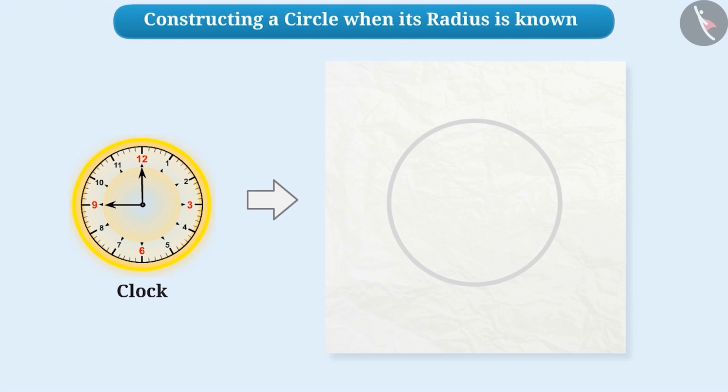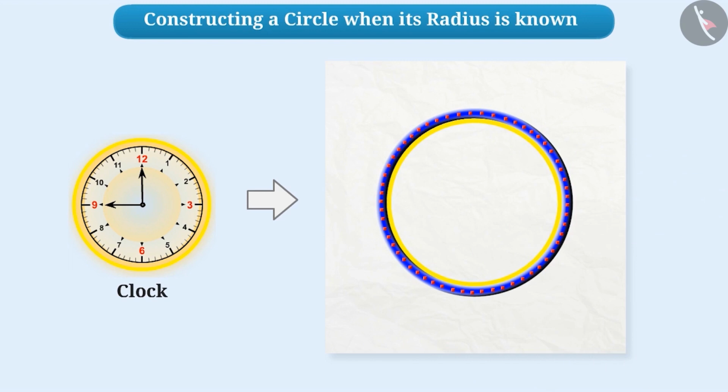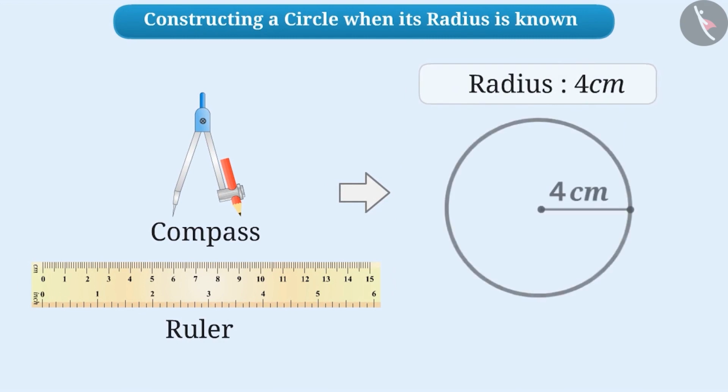Although we can easily construct a circle using some means such as a bangle, with this we cannot construct a circle with the desired radius. We can construct a circle with the desired radius using the tools of geometry. In this video, we will learn how to draw a circle when the length of the radius is known.